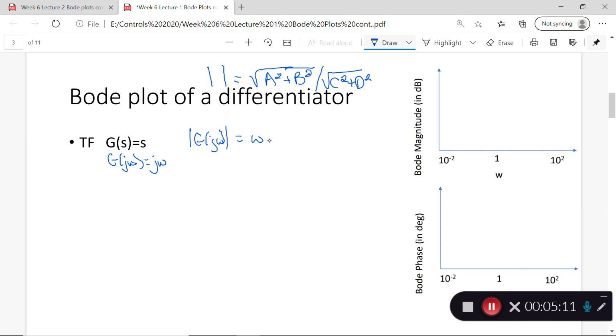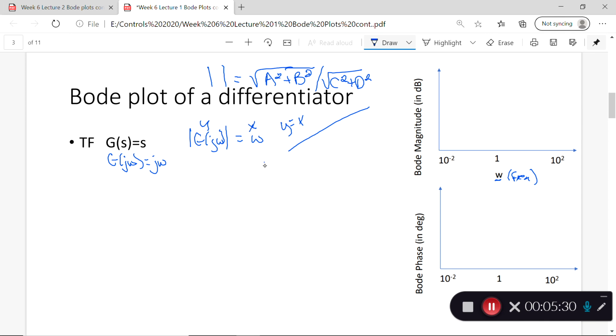So if it's just omega, and I'm graphing versus omega, because that's my frequency, my x-axis, then I'm going to have what looks like a straight line, right? Kind of like the line y equals x. Y is my magnitude, and this is x. But I can plug in numbers and check.